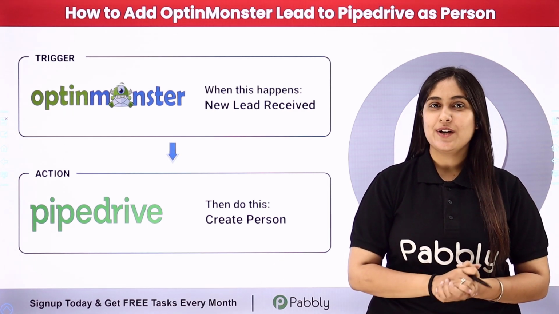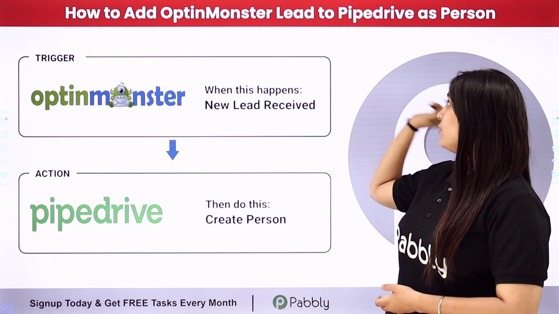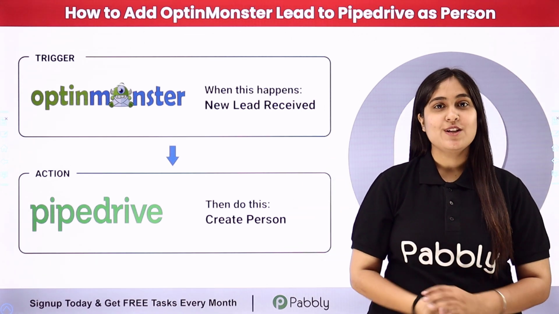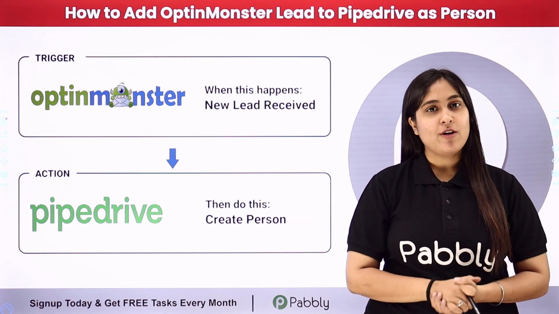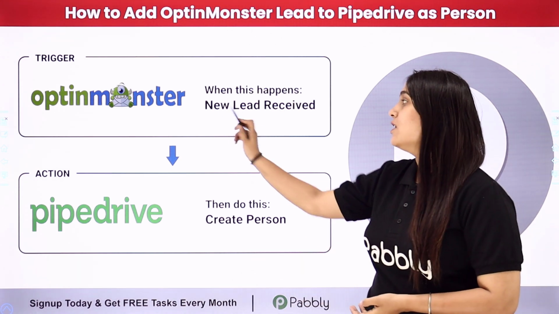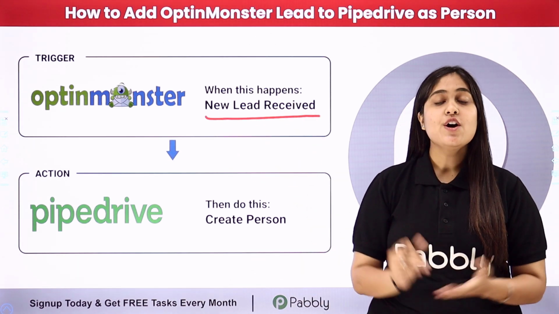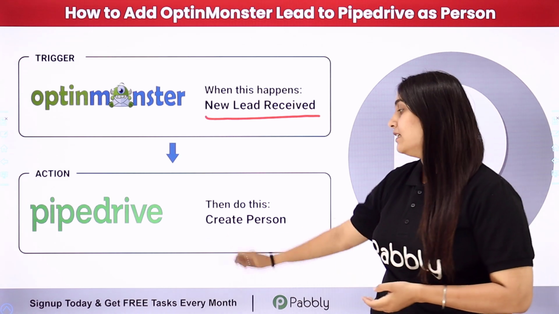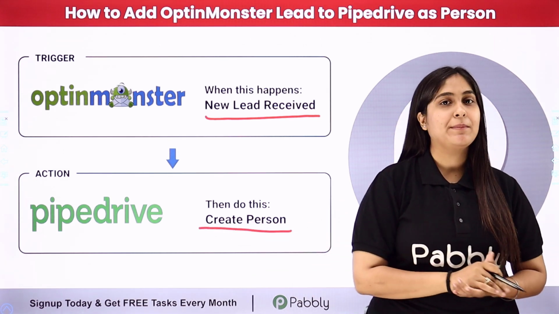So in this video we are going to learn how to add OptinMonster lead to Pipedrive as a person. Here I've created a lead form in OptinMonster, and in this case I want whenever a new lead is received, automatically using that detail a new person should be created in my Pipedrive account.